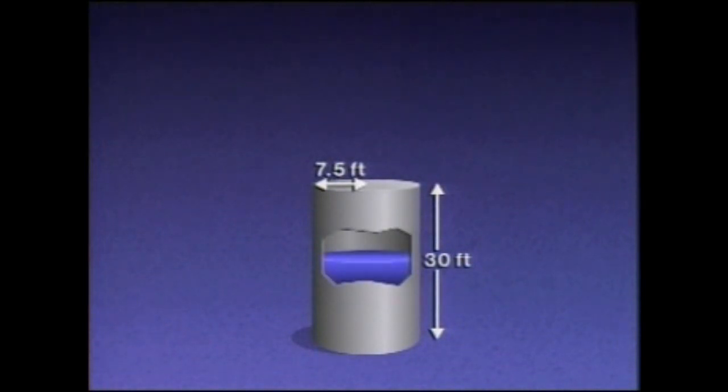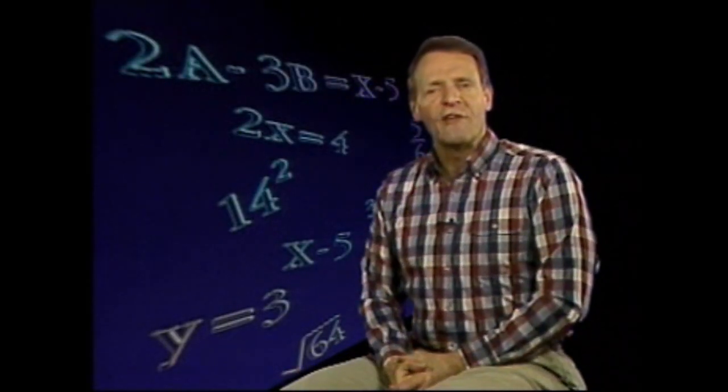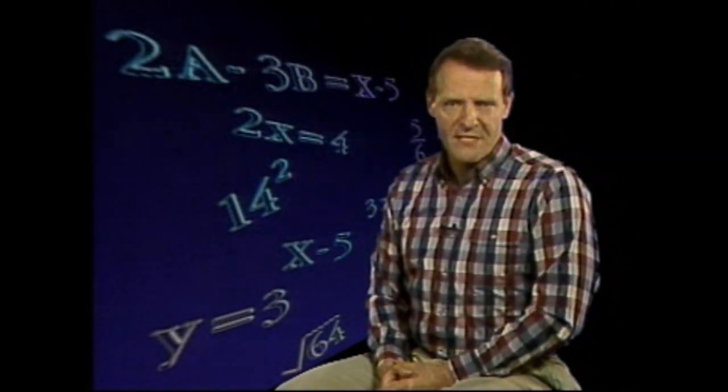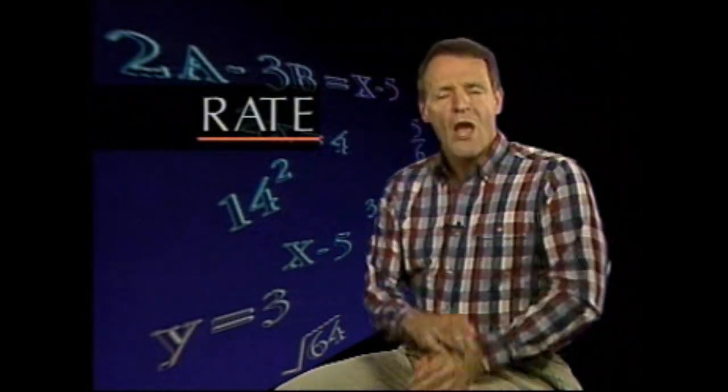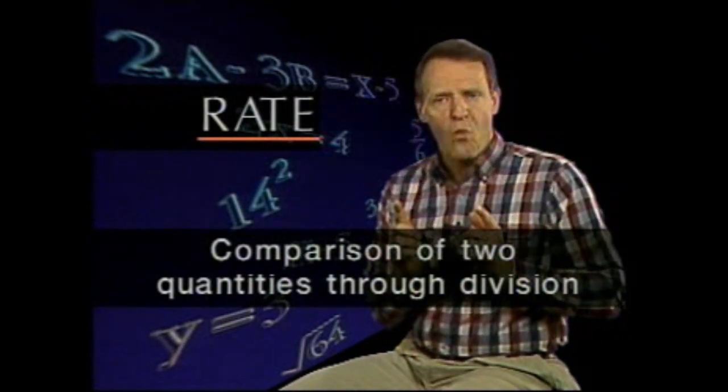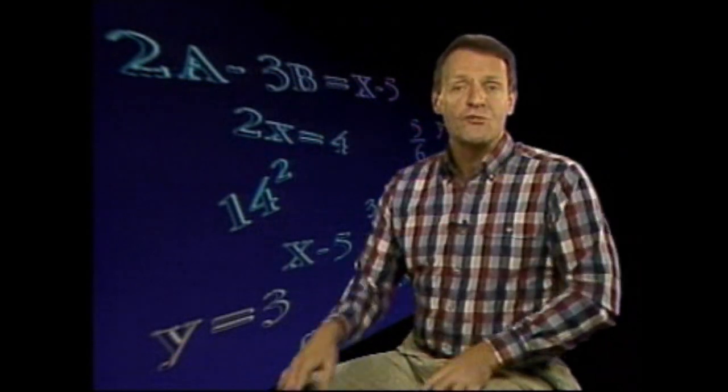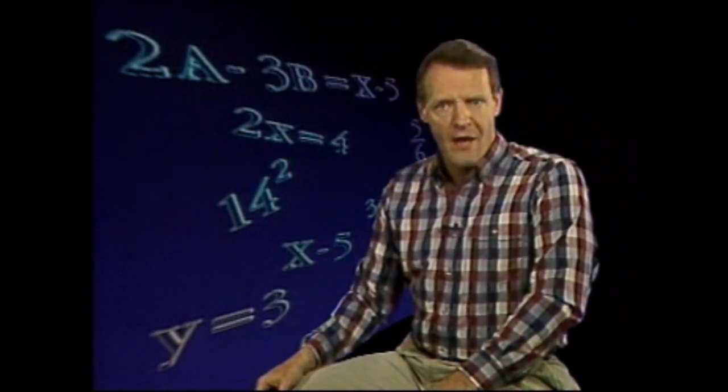The volume of material in the tank is calculated the same way as with the rectangular tank. Simply substitute the level of the material for the height of the tank. In this part, we're going to look at formulas for volumetric flow rate. But first, let's define a few terms, beginning with rate. A rate is a comparison of two quantities through division. One of the two quantities is often a unit of time.